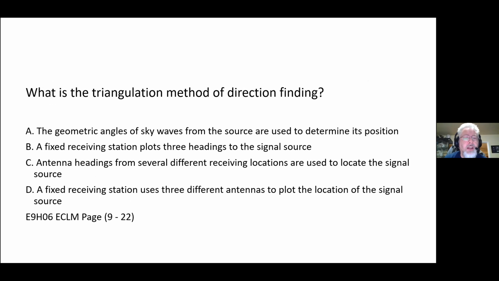What is the triangulation method of direction finding? A, geometric angles of skyways from the source are used to determine its position. B, a fixed receiving station plots 3 headings to the signal source. C, antenna headings from several different receiving locations are used to locate the signal source. Or D, a fixed receiving station uses 3 different antennas to plot the location of signal source.